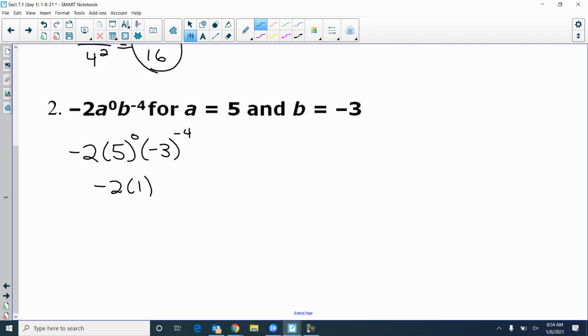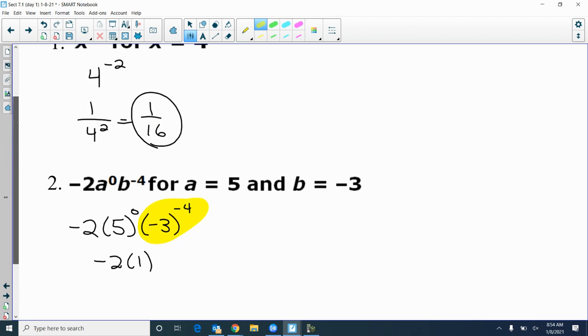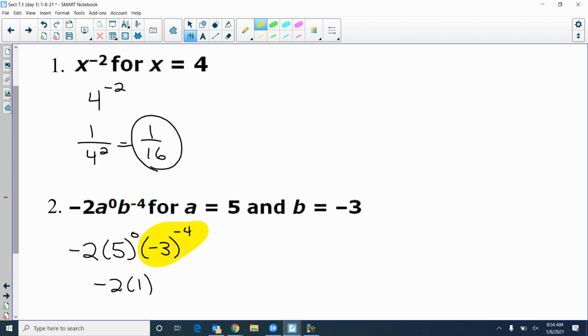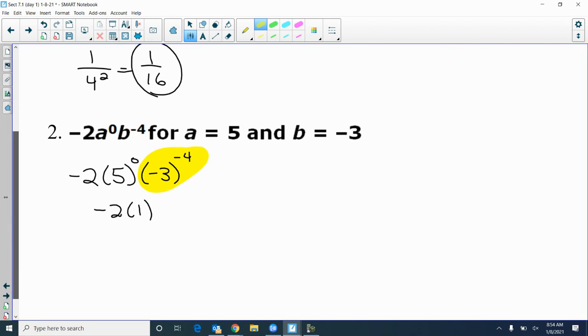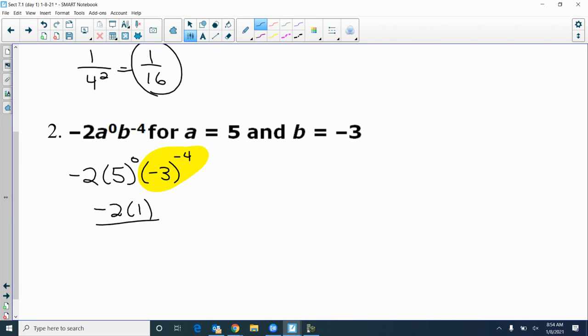What do I do with a negative? We don't want negative exponents. Okay, just like up here, if I got a negative exponent, it becomes 1 over. So all I have to do is take that and put it in the denominator, but it becomes -3 to the 4th power. So when you got a negative exponent, it moves down below, it becomes 1 over. And I don't need to write the 1 because I already got other stuff up there. -2 times 1 is -2.